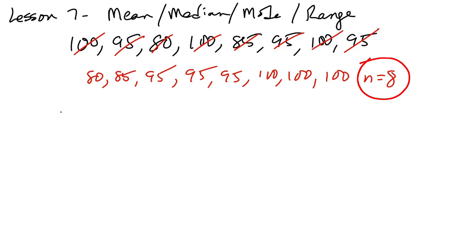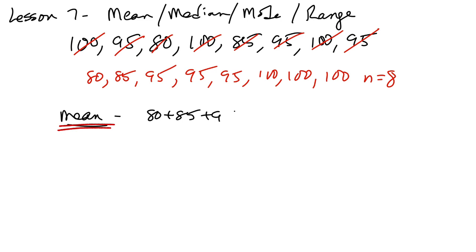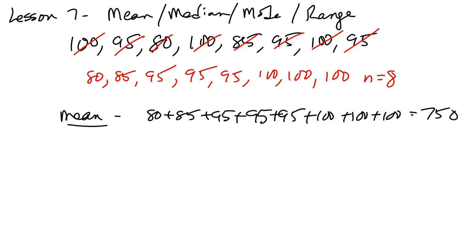So, to calculate the mean, we first of all have to add 80 plus 85 plus 95 plus 95 plus 95 plus 100 plus 100 plus 100, and when you do that you get 750. Then we have to take 750 and divide it by the number of elements, which is 8, and we get 93.75.